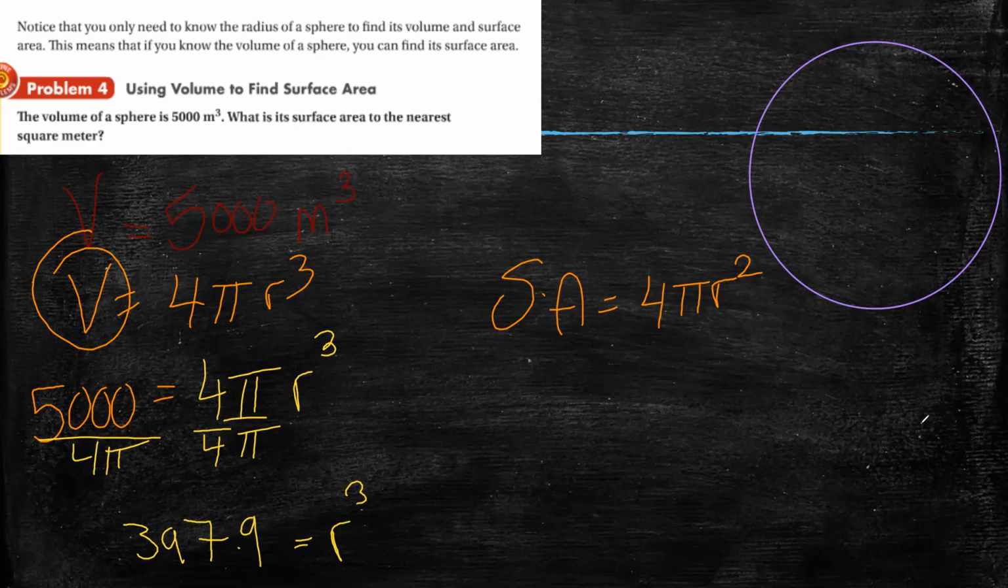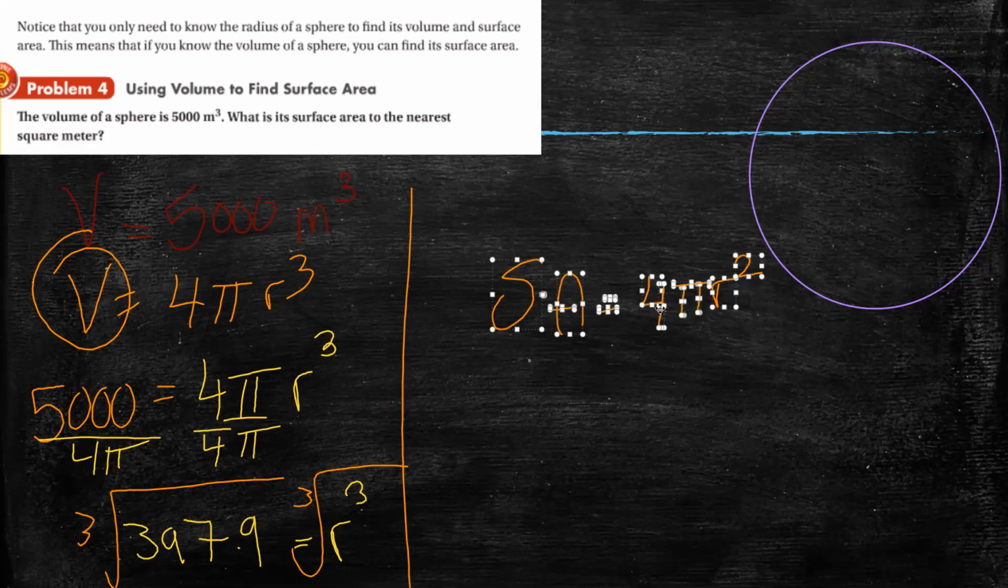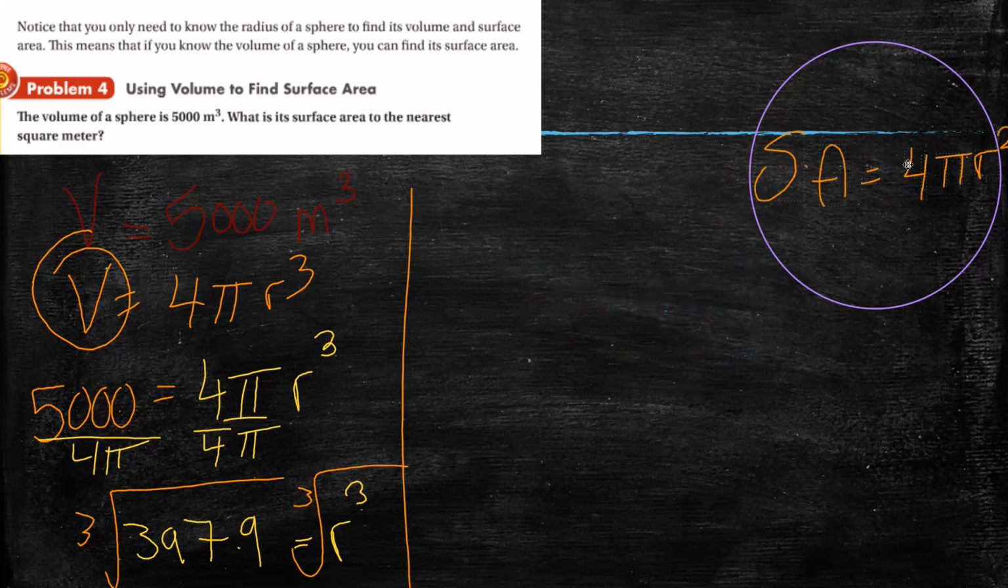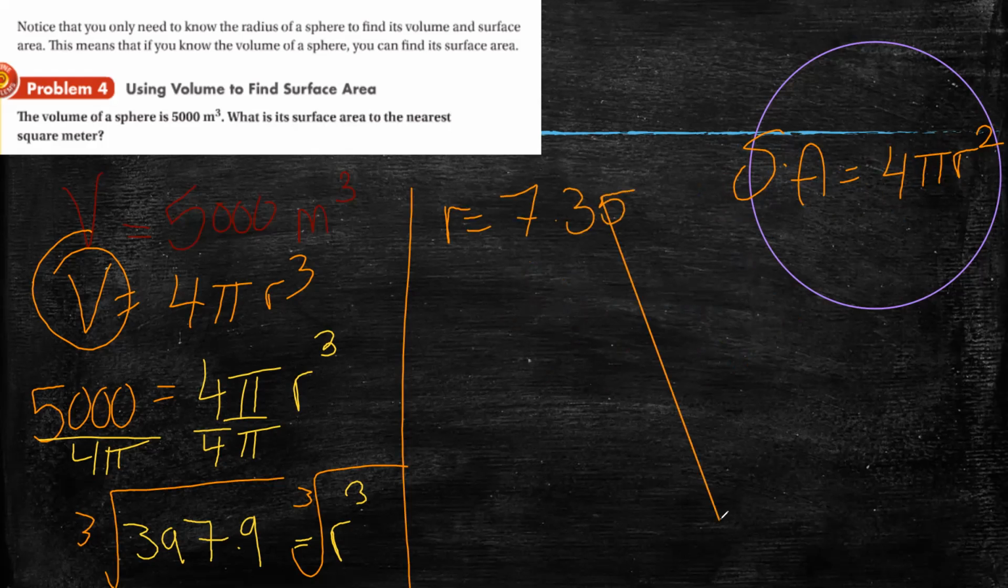But I don't want r cubed, I want r. So we have to take the cubic root of each term. Then r will be the cubic root of 397.9, which is 7.35. This will be now the radius of the sphere.